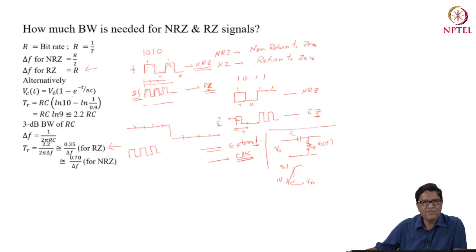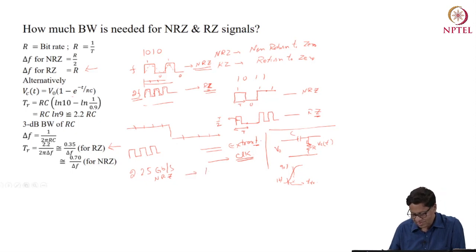So for the bandwidth requirement, for example, if you are transmitting a 2.25 gigabit NRZ signal, the bandwidth of the receiver which I require is half of it, say 1.125 gigahertz. And if this 2.25 gigabit signal is an RZ signal, the bandwidth of the device which I require is 2.25 gigahertz. Right?